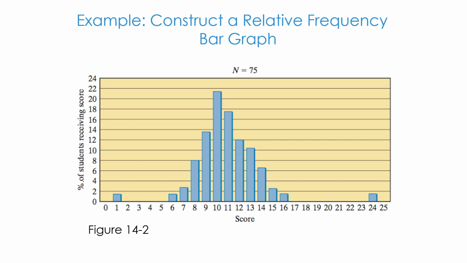On the left is the percent of students receiving the score. So 1, there is 1.3%. And then 7, there was 2.7%, and so on. Right? So here you have how many students, how many scores you have, 75, and over here, this is the percent of students. So this is called a relative frequency bar graph.